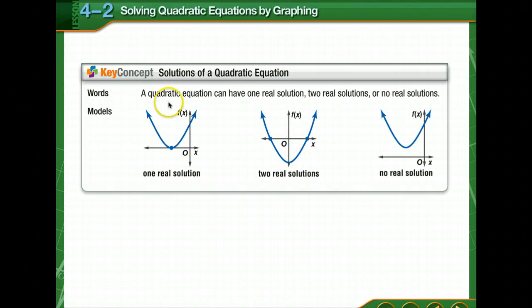Now, the 3 different kinds of solutions we're talking about on a quadratic equation: the first one we did had 2 solutions. You could have 1 real solution, or it may not ever touch that x-axis, so you could possibly have no real solutions. So let's look at what some of these would be.